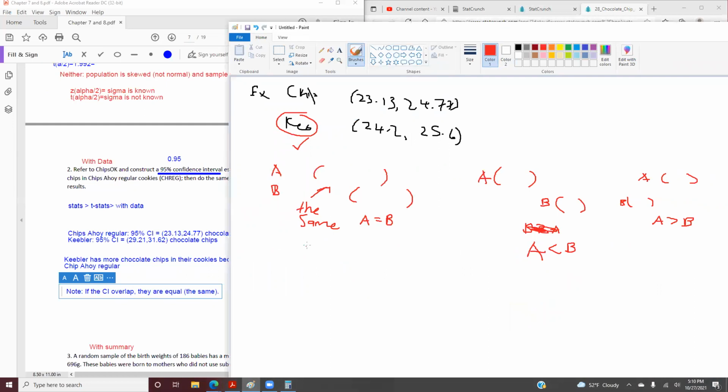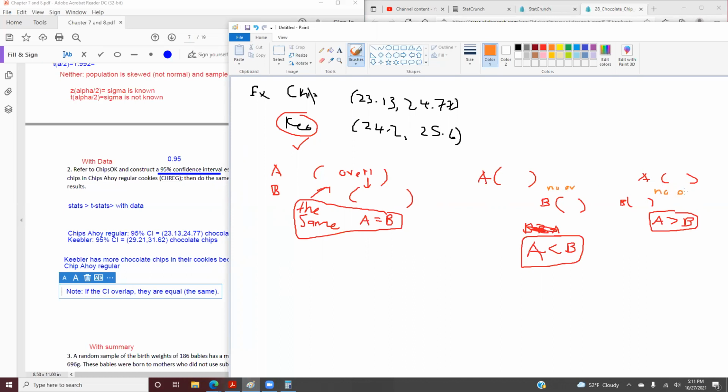This is very important. When you want to compare two things, A and B, or Chips Ahoy and Keebler, whatever you're comparing, if they are overlapping, this is called overlapping because they overlap here, then they are the same, or in other words, A and B are equal. If A and B are separated like this, they don't overlap, and B is higher than A, then in this case A is less than B. The other way around, A is greater than B. And again, no overlapping is involved in this case.